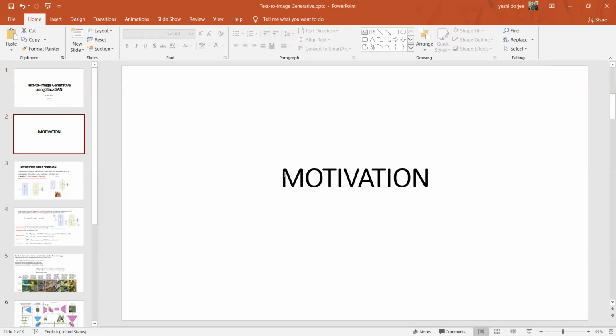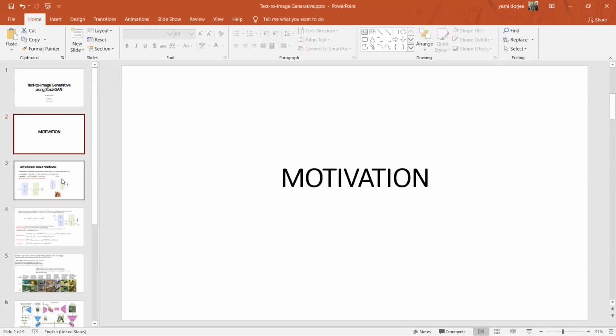The motivation: why did we choose the project text to image generation? This is one of the basic creative applications of deep learning, where we use text to generate an image. It's very creative, and by using this type of deep learning application, we can create comic books, and it can even replace the designer. So these are some of the motivations for text to image generation.